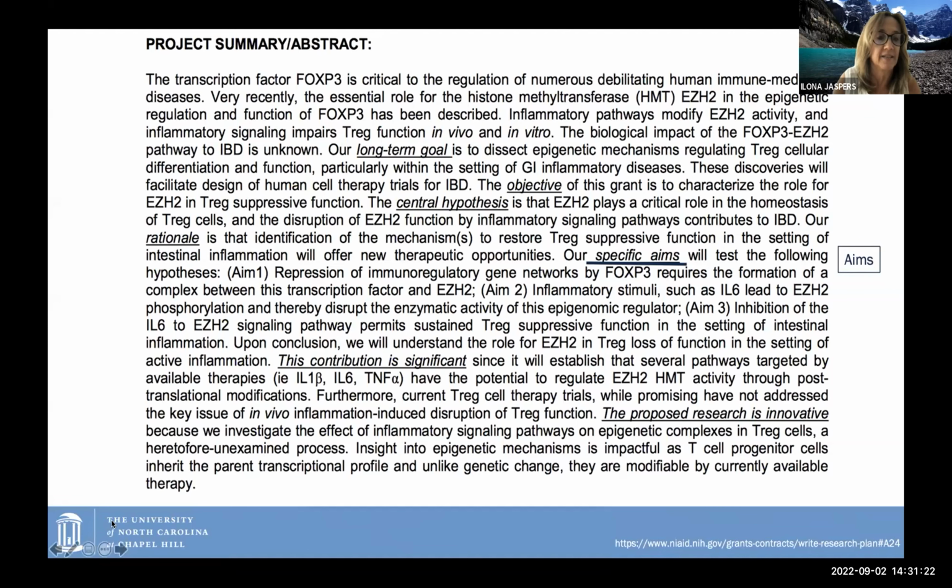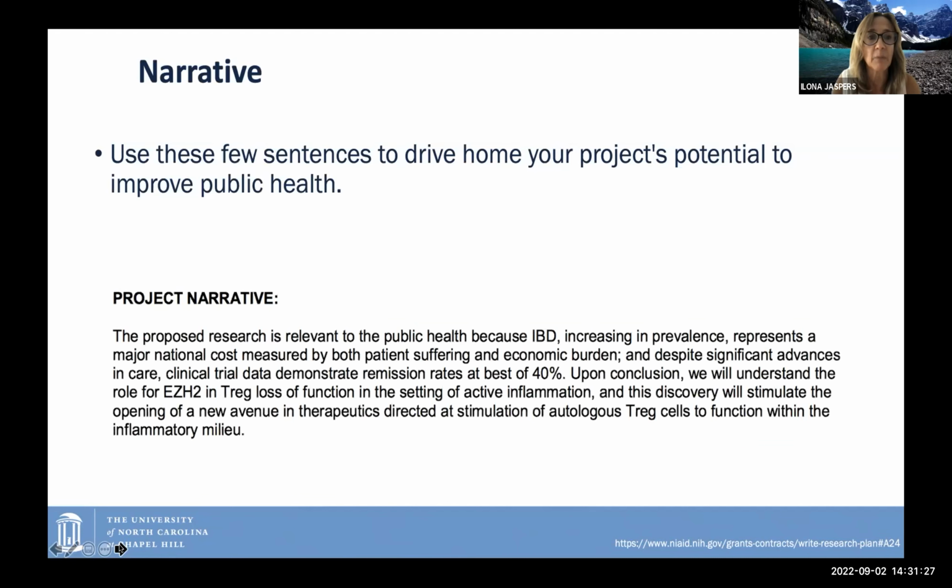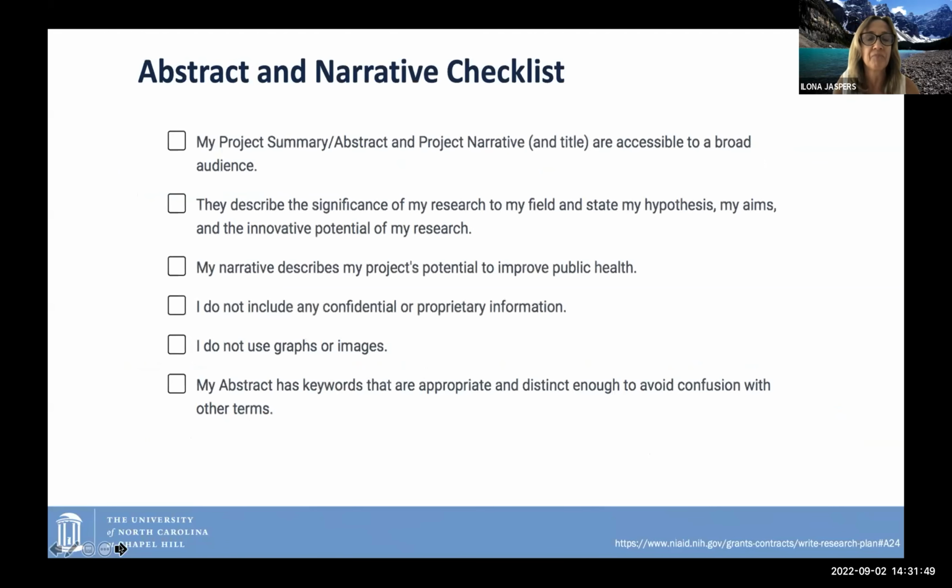So make it really easy for people to identify the components you want them to see. The same thing is true for the narrative. Unfortunately, I don't pay much attention to it, and I think that's a mistake on my part, because it's really for the public health, since that actually gets published. So make sure you have the public health relevance and any kind of impact it may have. Have yourself a little bit more of an abstract and narrative checklist.